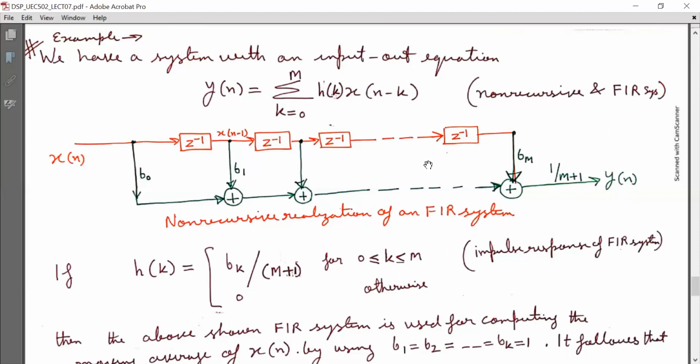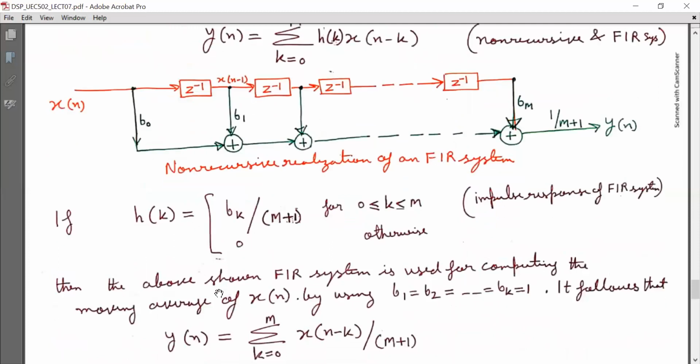It is how the non-recursive realization of an FIR system is implemented. This is a very good example of how FIR systems are implemented, or how an FIR filter is implemented.